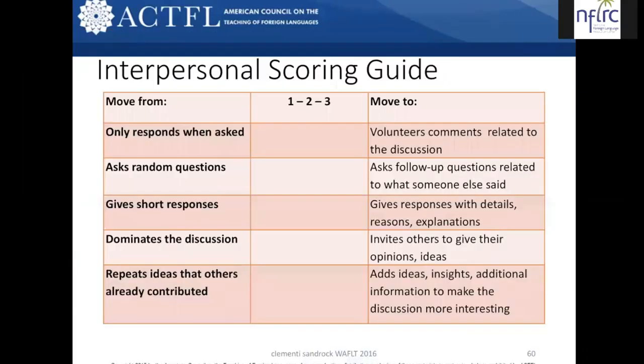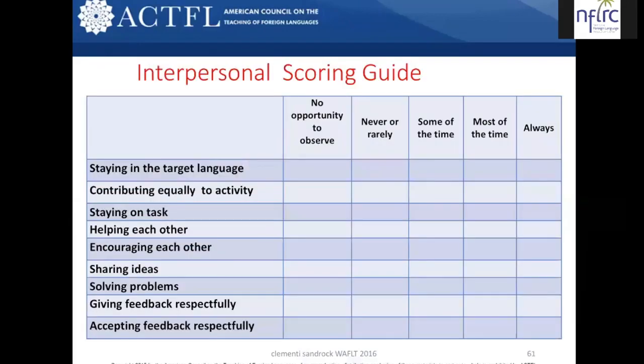I have probably about 10 different interpersonal scoring guides that I just photocopy and I leave on my table. So I'm constantly giving them feedback on how to move up the proficiency scale. Here is one that was developed by Donna Clementi and Paul Sandrock. Here is another one that was also developed by Donna Clementi and Paul Sandrock. Again, I use these as I'm grading. I just got a whole series of interpersonal conversations that were sent to my inbox.